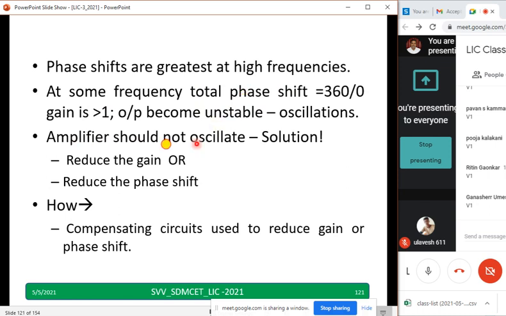And the amplifier should not oscillate, sir. Then what is the solution? We all know these are the two responsible factors: loop gain greater than 1, and phase shift of 360. Automatically oscillations will start. To avoid that, either I have to reduce the gain or I have to reduce the phase shift. How to do it, sir? We have compensating circuits to reduce the gain or phase shift.